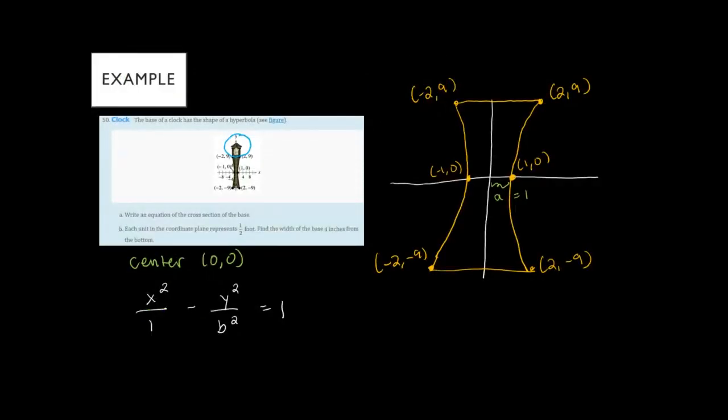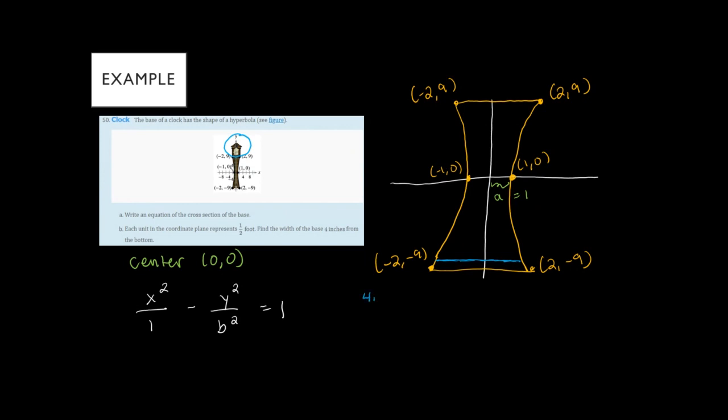Part B says each unit in the coordinate plane represents half a foot. Find the width of the base 4 inches from the bottom. So we're looking for basically what is this distance about 4 inches from the bottom. So we're going to have to do some unit conversions here because our graph values are in coordinate plane units. So 4 inches, we've got to do a unit conversion.